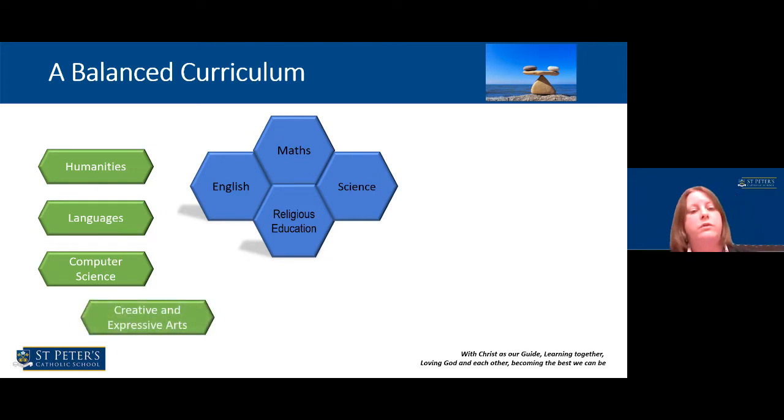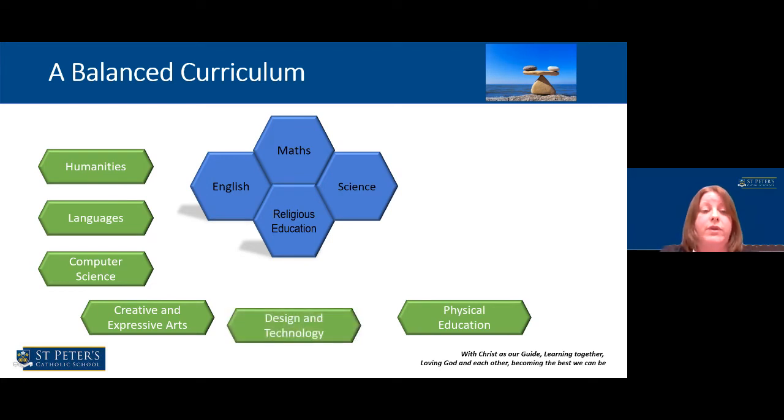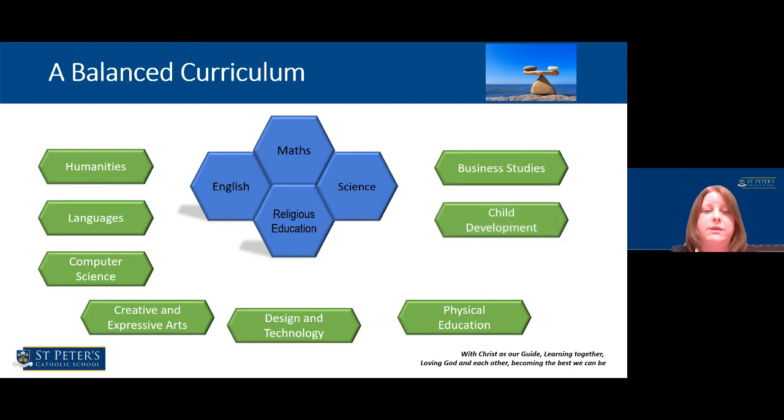In addition, we've got the creative and expressive arts subjects. So we've got art, photography, music, drama and dance. PE as a course as well. The range of subjects within design and technology, including textiles, resistant materials, electronics, graphics, and food preparation and nutrition, business studies, child development. Now, both of those subjects include a Cambridge National qualification.